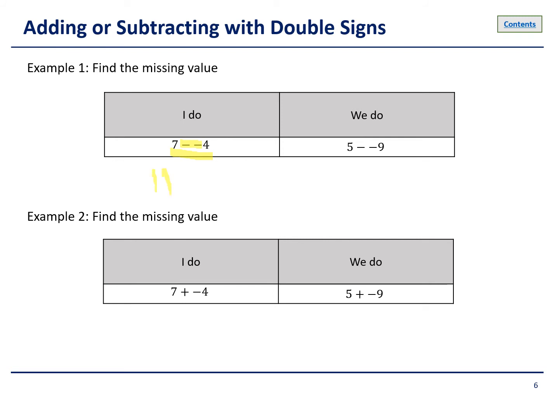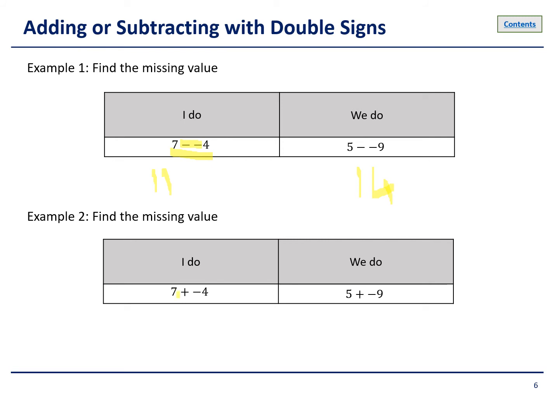Alright, pause the video, have a go at the we do, and when you're ready, press play. So well done if you got the first one right. It would be 14. 5 plus 9 on this occasion. Okay, on to the next I do.